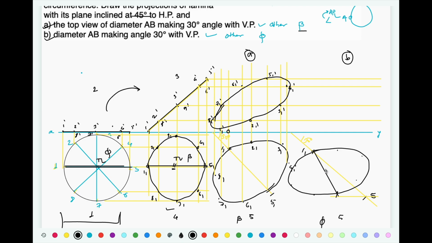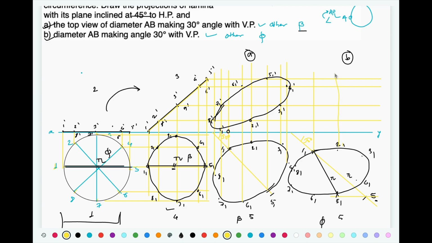And complete the view. Okay, as I am drawing it as a freehand sketch, it might look a little weird, but when you use all the instruments, you will get its exact shape. So this is 2 1, 3 1, 4 1, this is 5 1, this was 5 because it is a true length, and this is top view. So 5 1, 6 1, 7 1 and 8 1. Now project all the points.